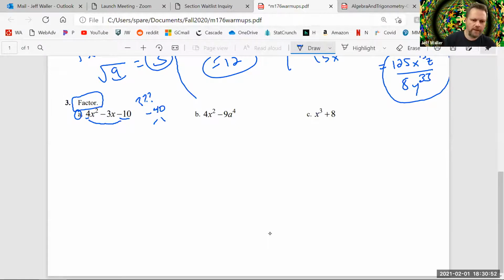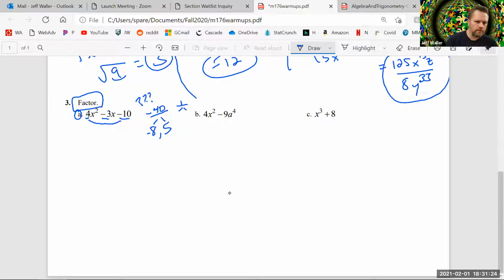Normally, if that 4 wasn't there, it would just be 5 and 2 because they make 3. The 4's there though, so the parts of 4 are going to mess with that whole idea. So I've got to take into account from the beginning, 4 times -10, -40. What adds to be -3 and multiplies to be -40? -8 and 5. Yeah, thank you.